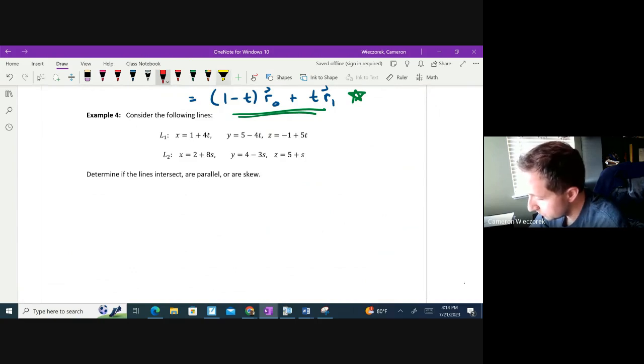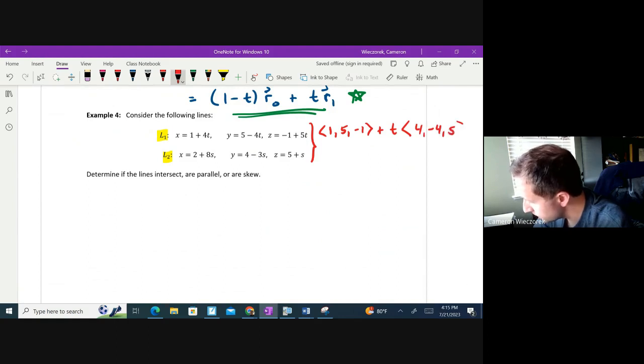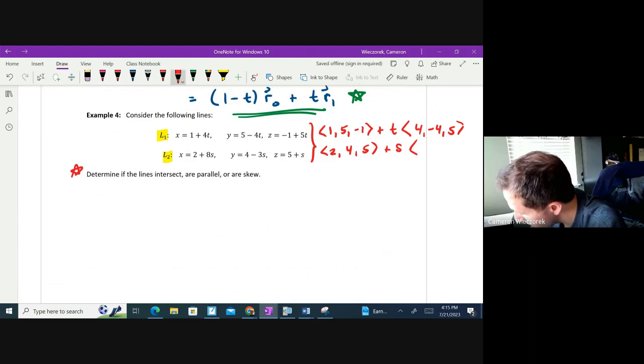Okay, so I am going to write these equations for L1 and L2 in component form, off to the side. So this would be 1, 5, negative 1 plus t times 4, negative 4, 5. And you'll see why I'm doing this when we get to the question down here. Second one is going to be 2, 4, 5 plus s, that's my parameter for the second line, times, I factor an s out, I'm left with 8, negative 3, 1.